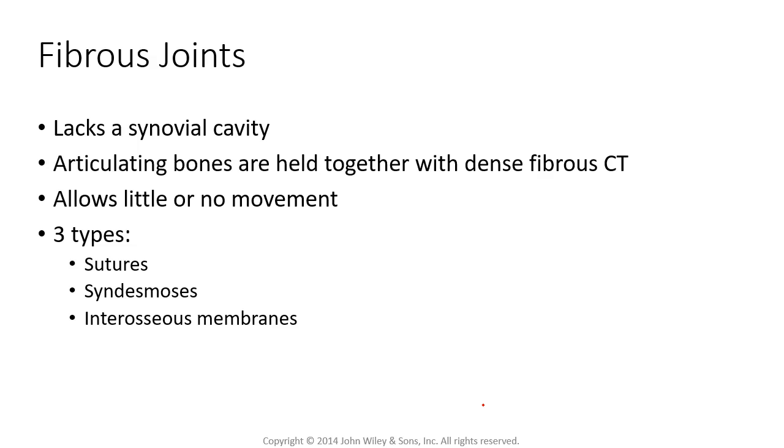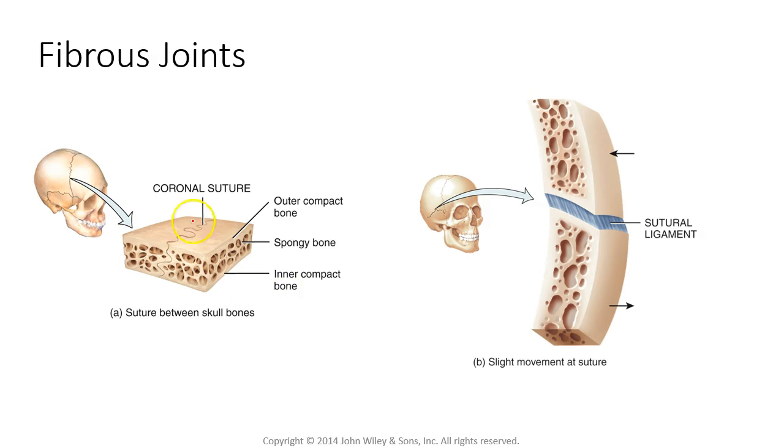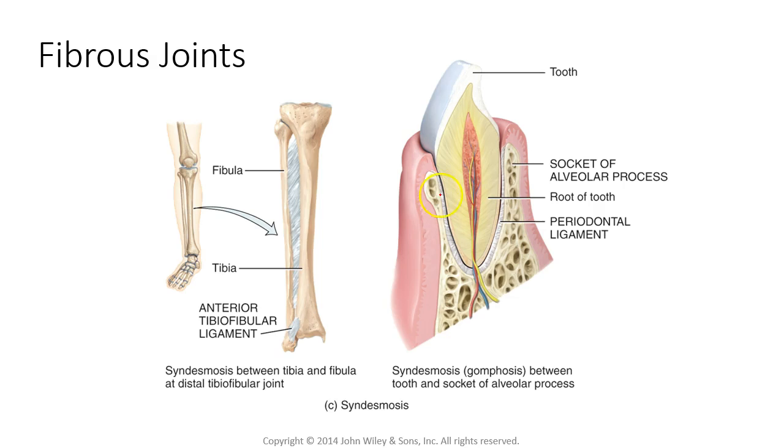So again, fibrous joints, no synovial cavity. We have fibrous connective tissue, little or no movement. We have these three types. So here are some pictures. Suture, see very rigid type of connective tissue. Here are those interosseous membranes that are going to form those sheets of fibrous cartilage, and then the gomphosis between the tooth and bone.